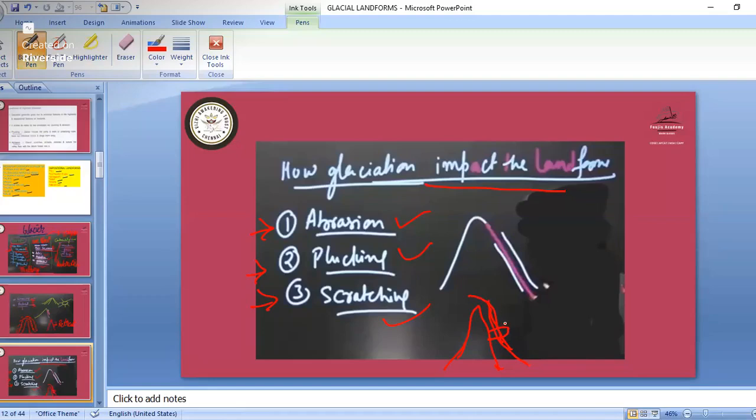Now suppose here we have the glacier. In this part, when these glaciers are melting away, what will happen? Either it will fall down suddenly on these parts.